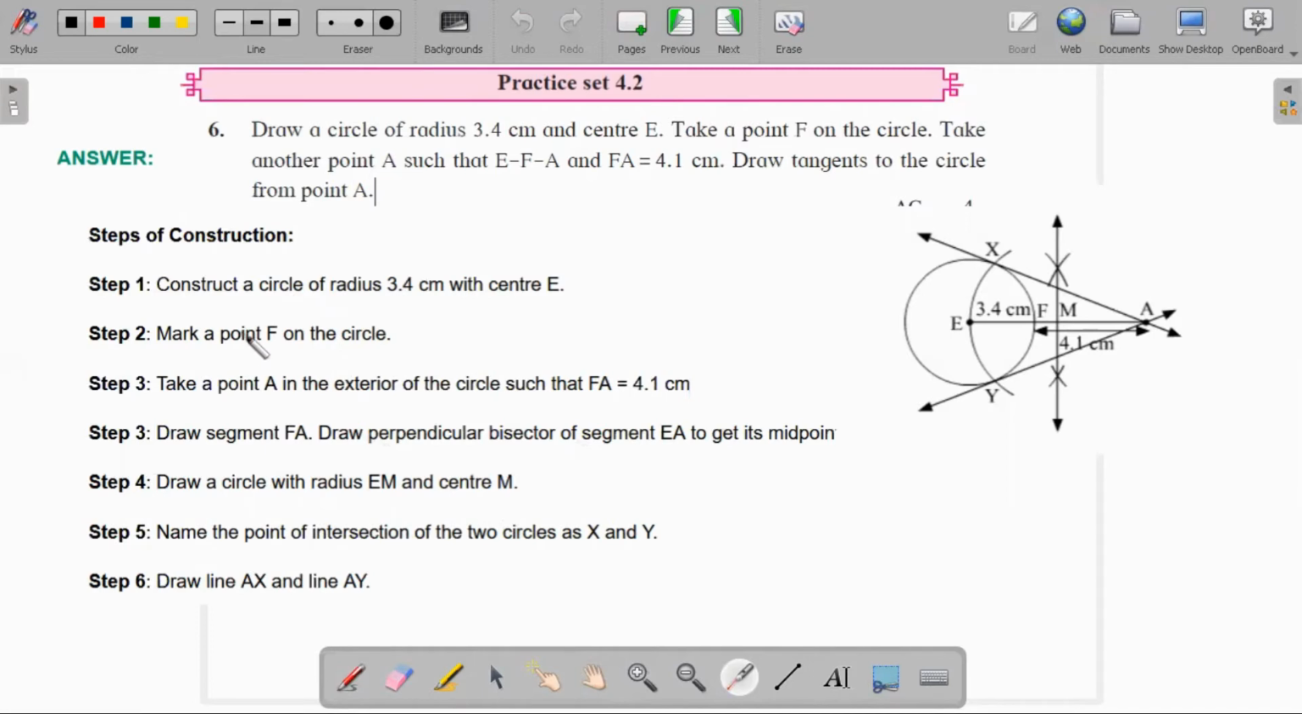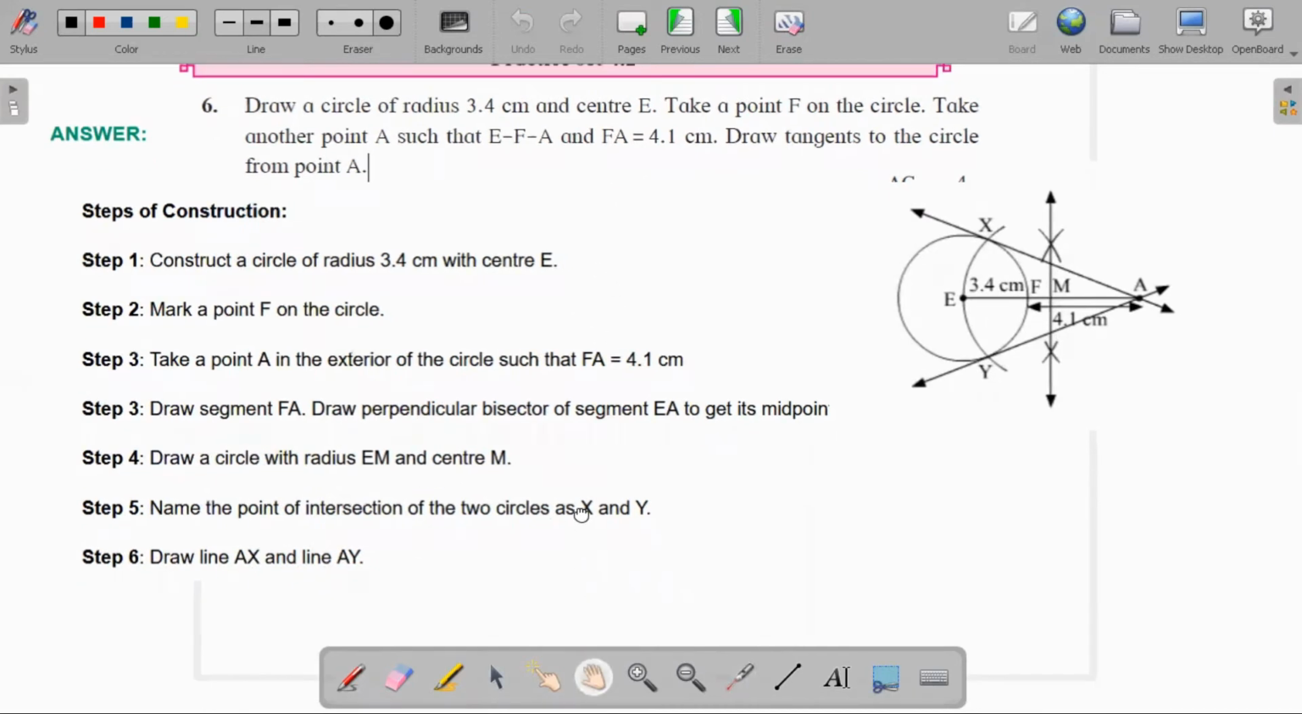These are the steps involved. Step 1 would be construct a circle of radius 3.4 centimeters with center E. Mark a point F on the circle. Take a point A in the exterior of the circle such that FA is 4.1. Draw a segment EA. Draw perpendicular bisector for segment EA to get its midpoint. Draw a circle with radius EM and center M. Name the points of intersection of the two circles as X and Y, and draw line AX and line AY.